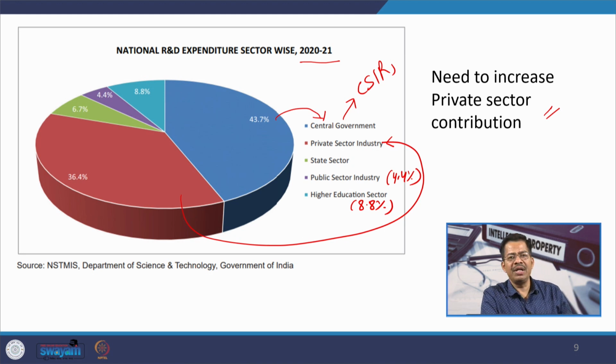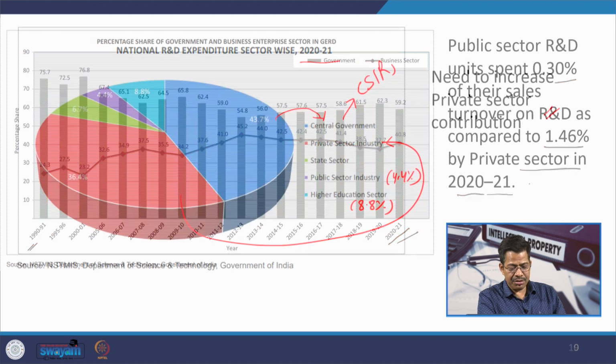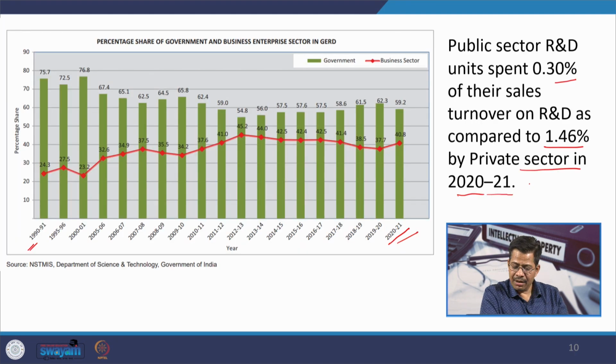36-37%, which needs to be increased to somewhere around 50%, and certainly even if it is not 50%, it has to be more than what the government is spending on R&D activities. Because you see that the government is spending more, but the public sector, which is the main arm of government involved in commercial activities, is spending just 0.3% of their turnover, and you can understand that it has to be significantly improved.